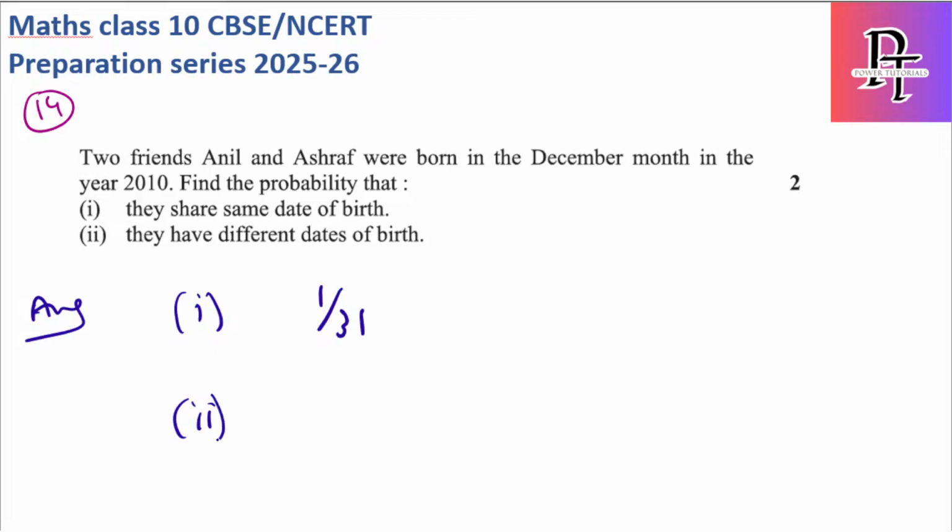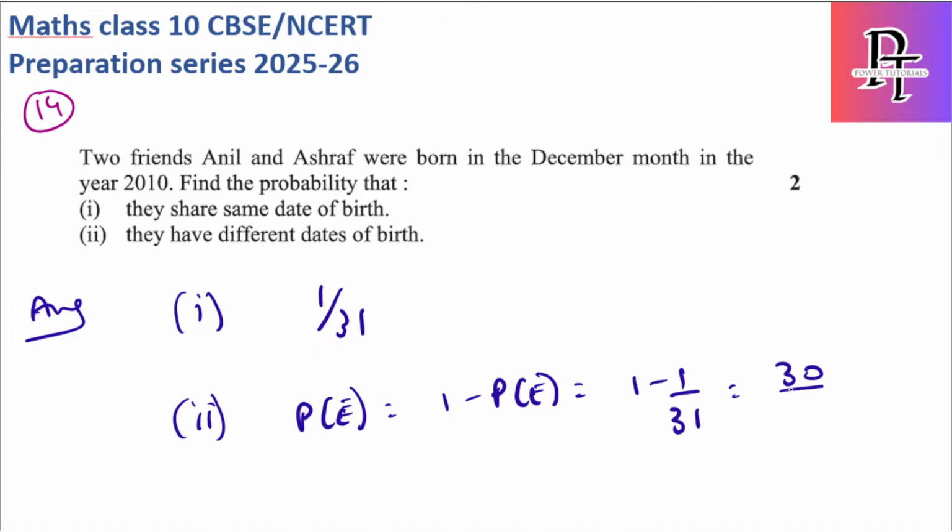What about the second? They have different dates of birth. So P of not event. Not event is 1 minus P of event, which is 1 minus 1 by 31, which is 30 by 31, because the total number of cases for the December event is 31, because the total number of days is 31. Okay, let's move to the 15th question.